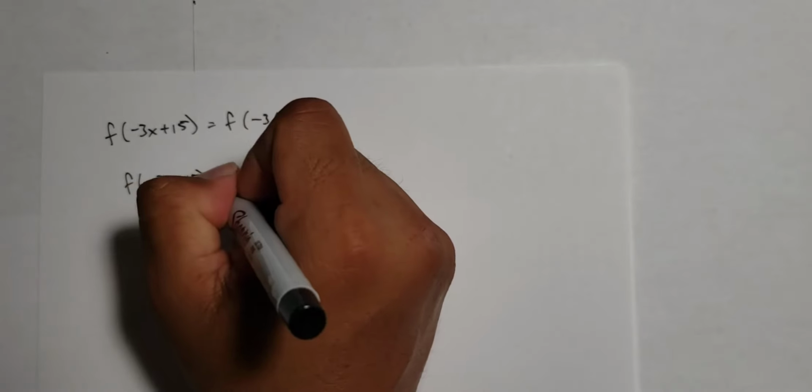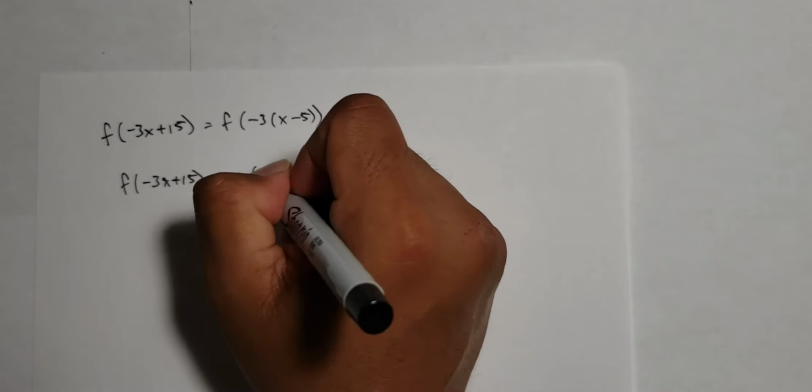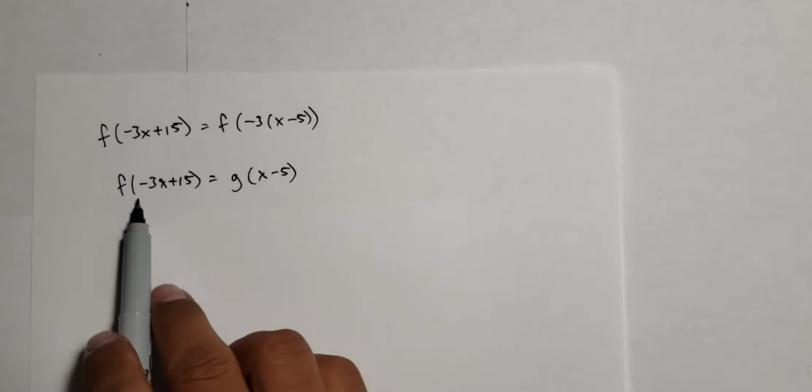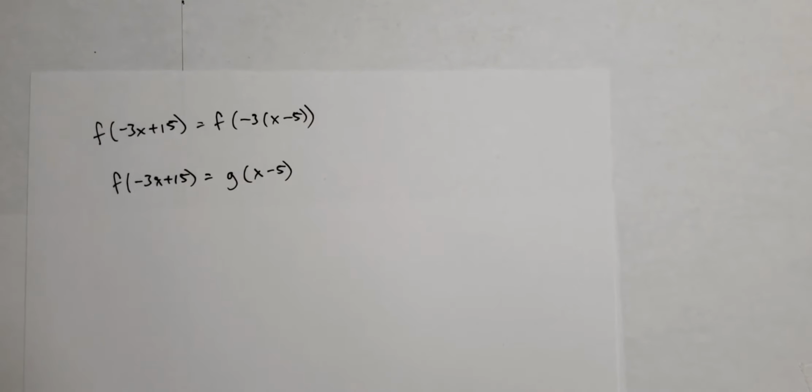So now I can say that my function f of negative 3x plus 15 is also equal to some other function g of x minus 5. I can replace that with that all day, every day.